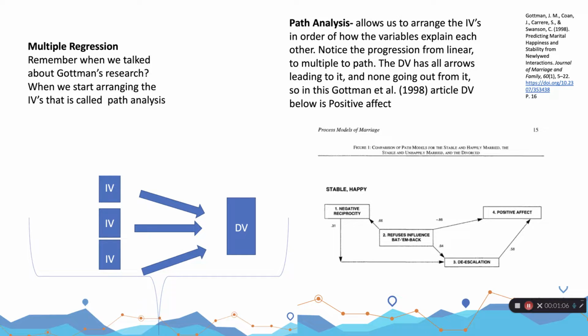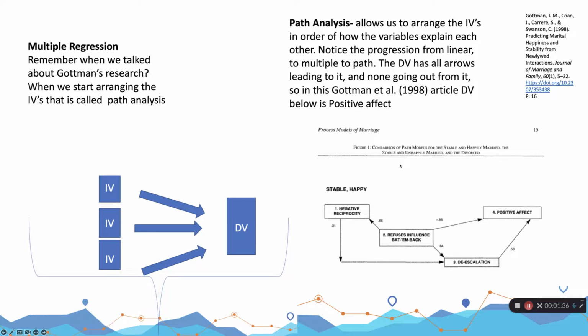So if we take multiple regression one step further, with a path analysis, there we're looking at multiple independent variables and one dependent variable, but we're looking at the specific path or progression from linear to multiple. We're looking at the path in terms of, I guess, how the literature informs how each of these independent variables help predict or explain that dependent variable.